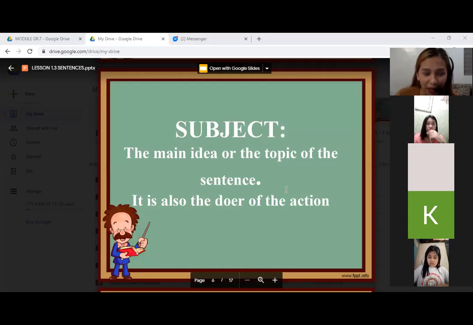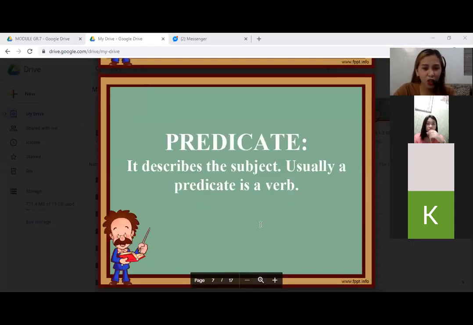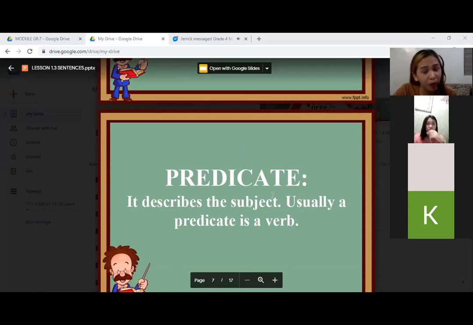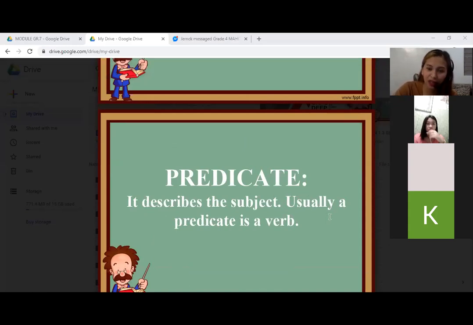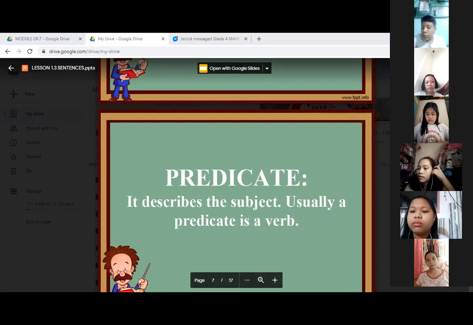Do you understand? So, now, we also have the definition for the predicate. Sige, tignan natin. According to that, a predicate describes the subject. So, usually, a predicate is a verb, but sometimes a predicate is an adjective. As long as it describes the subject, it is called predicate. Do you understand? Okay, let's say for example, the boy is running.